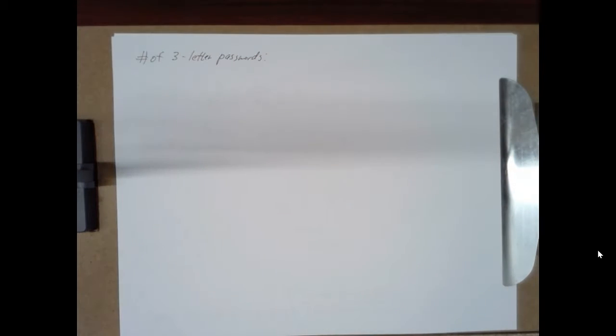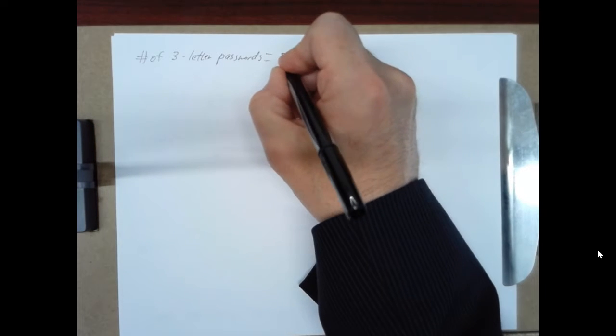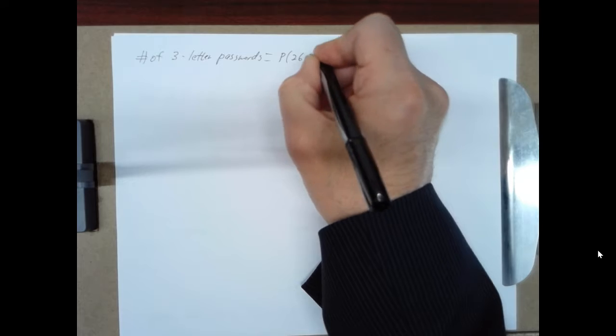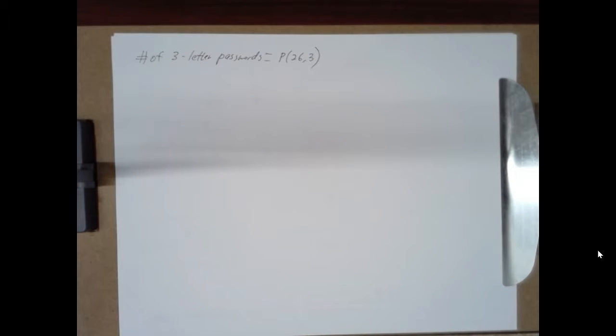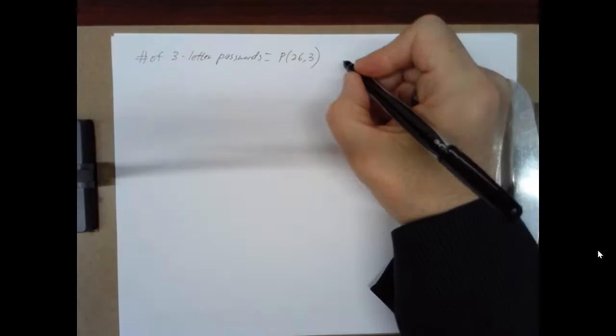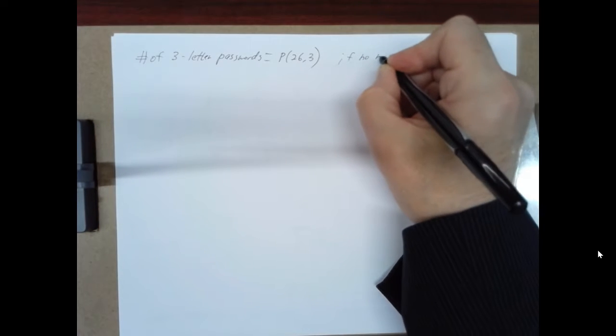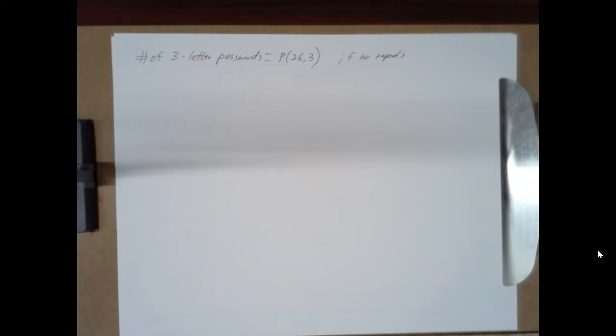How many 3-letter passwords are there if we only allow uppercase letters? It's just P26 comma 3. We're choosing 3 things from a set of 26. This is if no repeats. If you allow repeats, then it's a different formula. But this is choosing 3 things and putting them into a particular arrangement, but not allowing repeats.